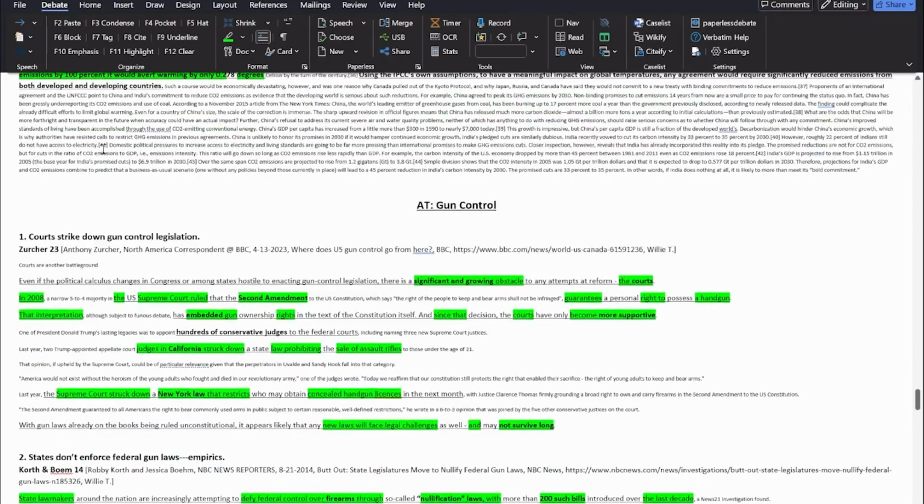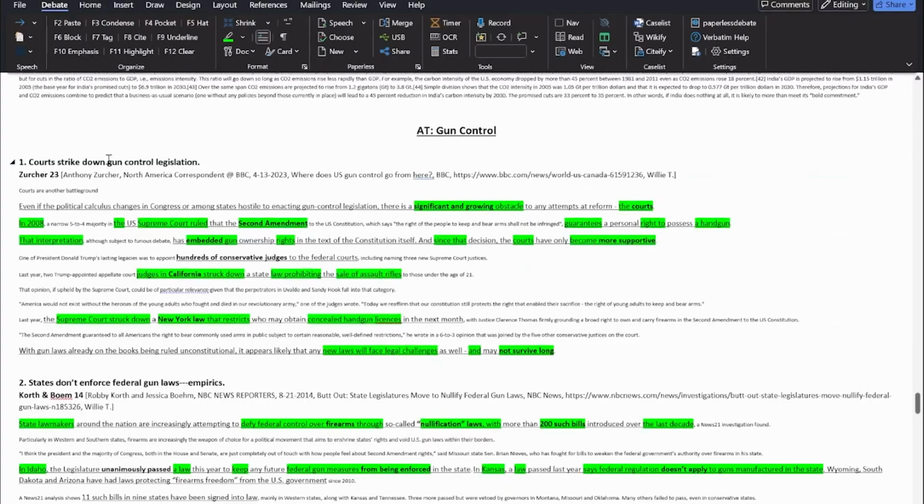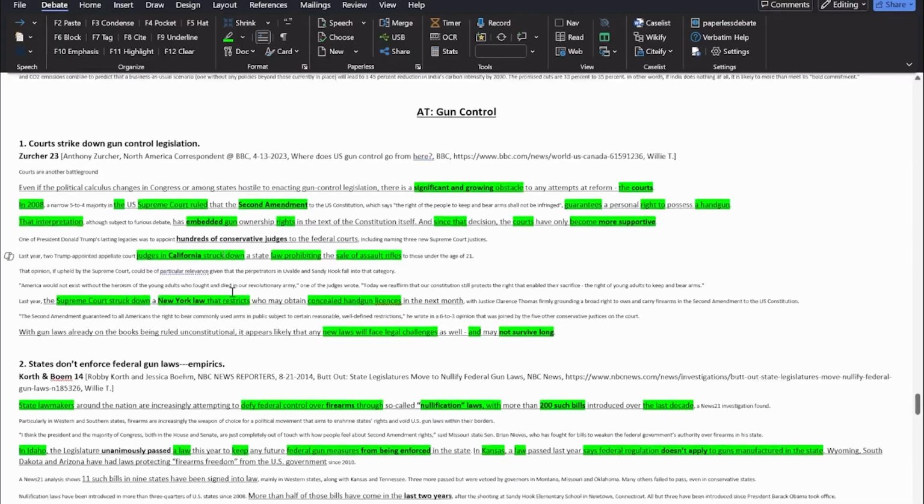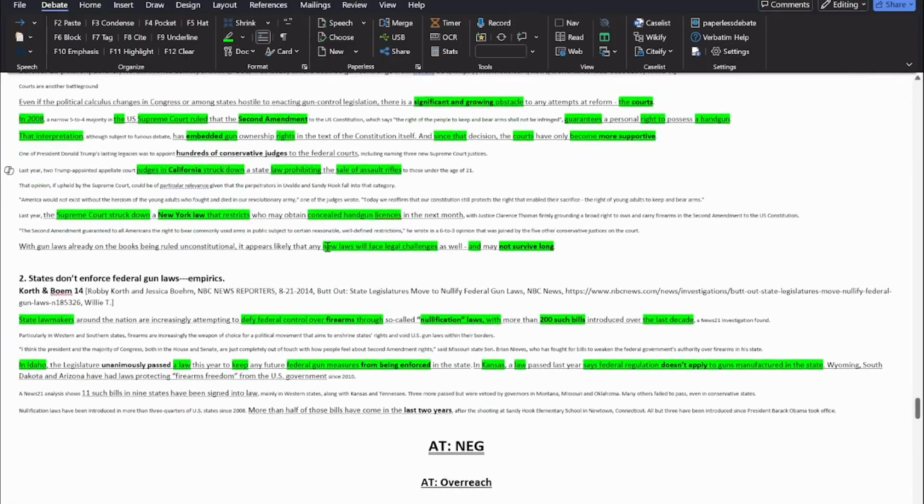Gun control. This one examines the role of courts and says that courts are able to strike down gun legislation. It also gives multiple examples. For example, in California, a law prohibiting the sale of assault rifles is banned, same in New York. It also is predictive of the future that new laws will face legal challenges and may not survive long.